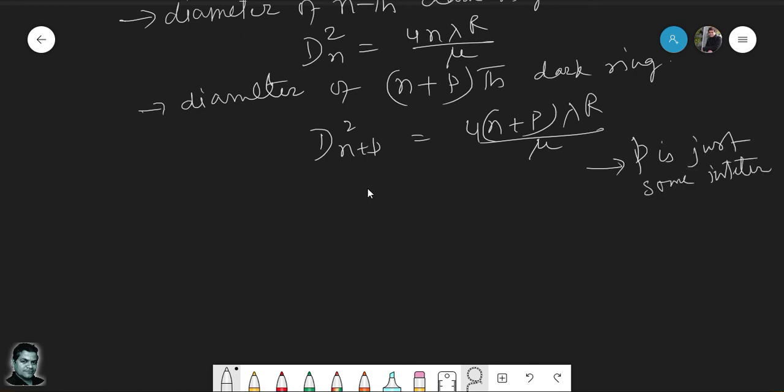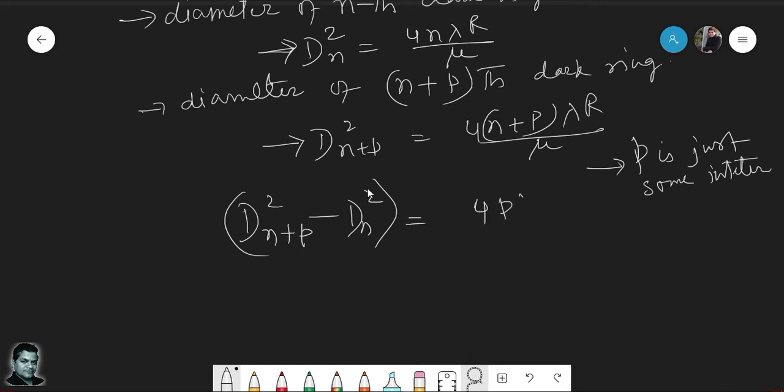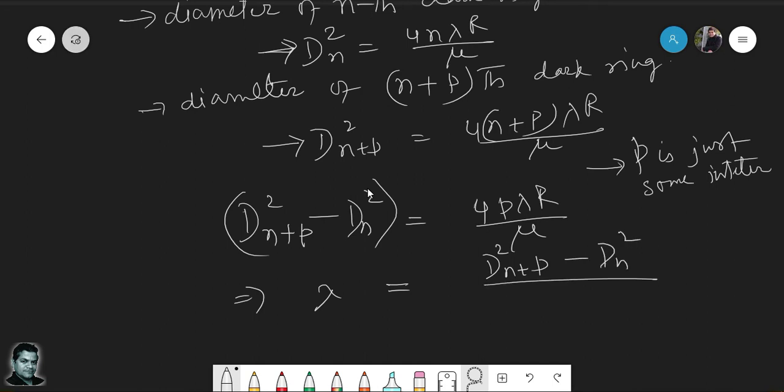So it's like if this is the diameter of the 10th ring, this would be the diameter of the 12th ring. In that case, p would be 2. So then you take the difference of these two. The difference of these two diameters squared would be equal to 4pλR/μ. And then you can use this expression to calculate λ. Lambda is D_{n+p} squared minus D_n squared, divided by 4pR.